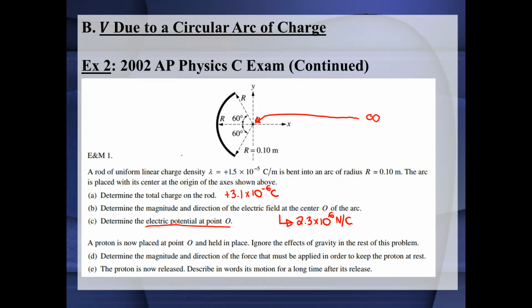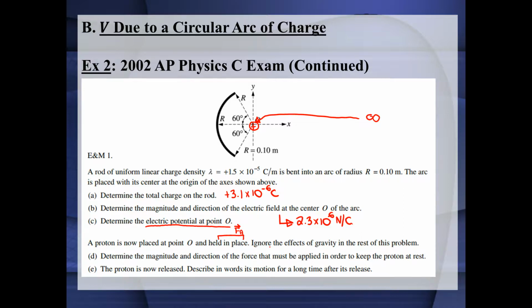Okay, D says we're going to put a proton at point O. Okay, so proton's going to go right here. And we're going to hold it in place with an applied force. So we'll say Fa. And we're going to ignore the effects of gravity for the rest of the problem. So D says determine the magnitude and direction of the force that must be applied in order to keep this proton at rest. All right, well, let's draw a free body diagram.